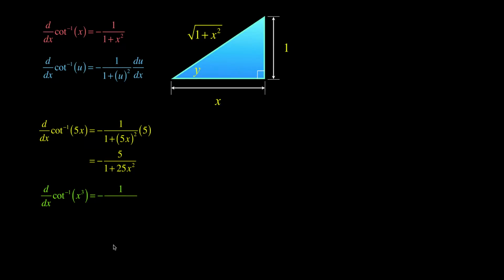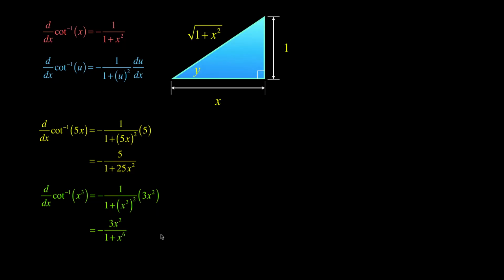Trying it again with the derivative with respect to x of cotangent inverse of x cubed. Once again, negative 1 divided by 1 plus, and this function needs to be squared. So x cubed squared times the derivative of that function, which is 3x squared. Multiplying numerators, I get negative 3x squared. In the denominator, I get 1 plus x cubed squared, which is x to the 6.